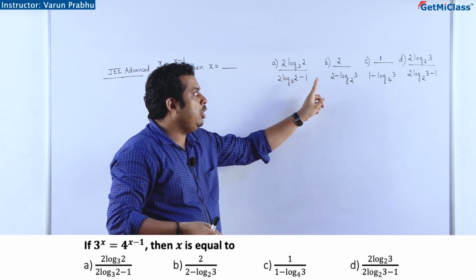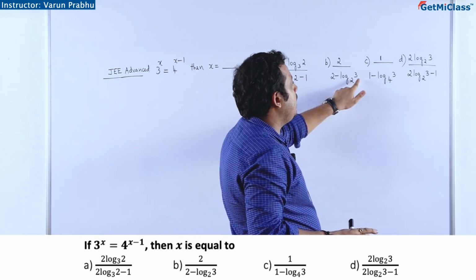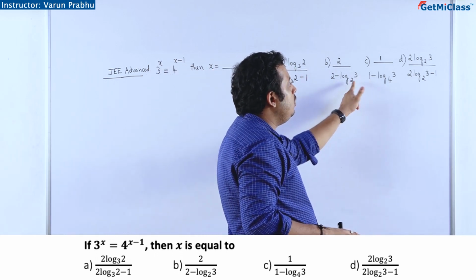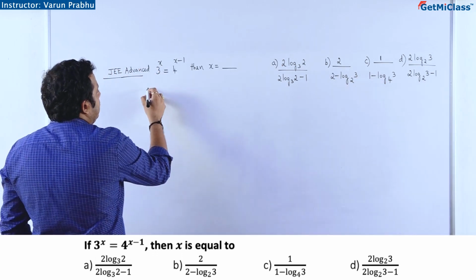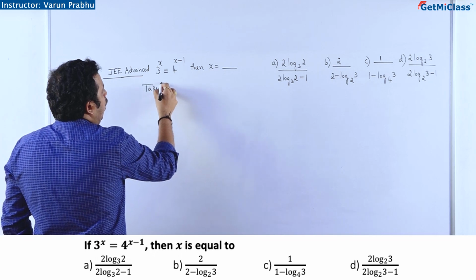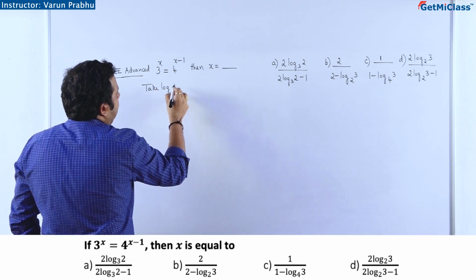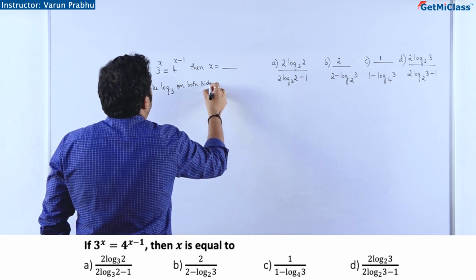You see here, all the options you have to keep an eye on. You can see here either the base is 3 or either the base is 2. But here change of base rule is applicable, no problem here. So what we'll do, we'll see here. Now see here, we'll take log base 3 on both sides. We'll take log base 3 on both sides.